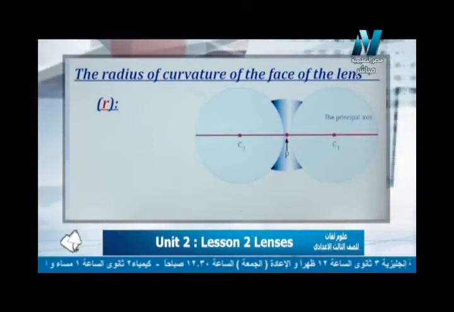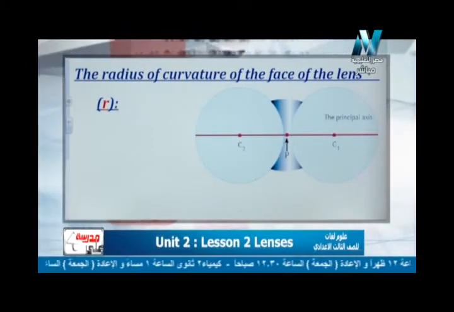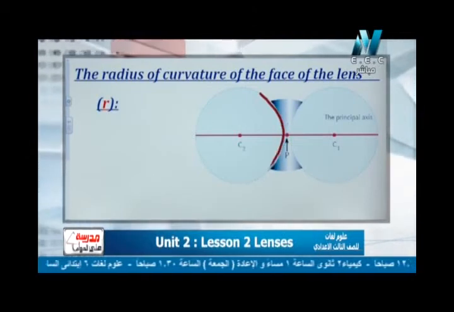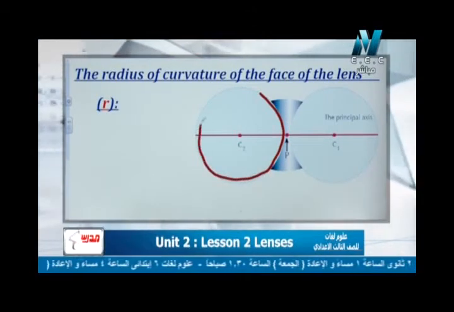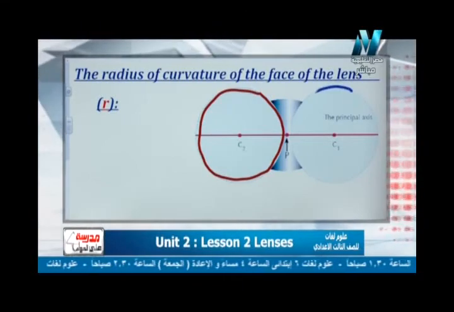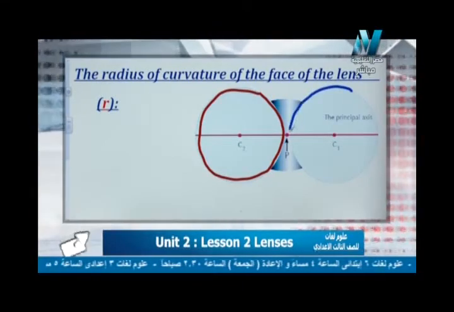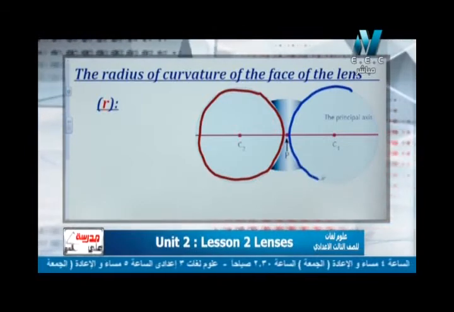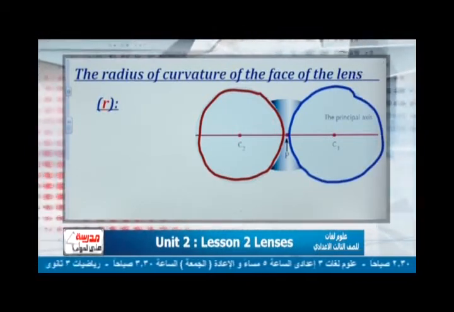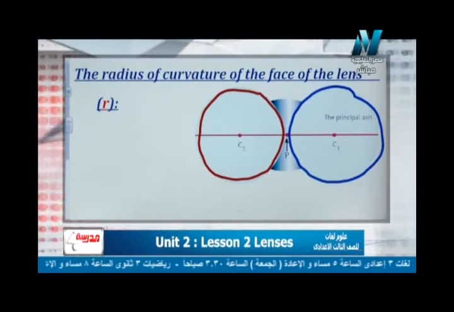Because as you see here, when we look together, this is the first sphere, okay? As you see here, we have a sphere, right? And on the other side, we have another sphere like that. So how can we define the radius of curvature here? I can't say it is the radius of the sphere that this lens is a part of.